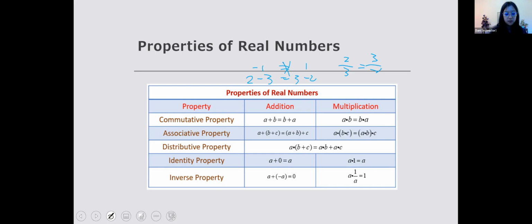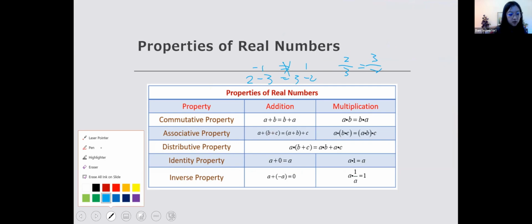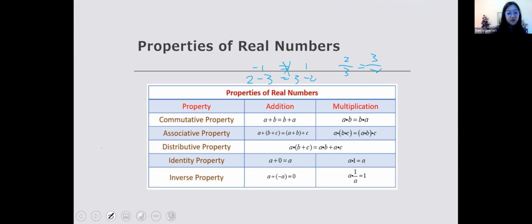Now we have the associative property. The associative property is when you want to tell yourself which part of the calculation to do first. Like a plus b plus c. In this case, a plus (b plus c) is the same thing as (a plus b) plus c. And the same thing for multiplication. Again, we do not use this for subtraction or division. Let's do an example.